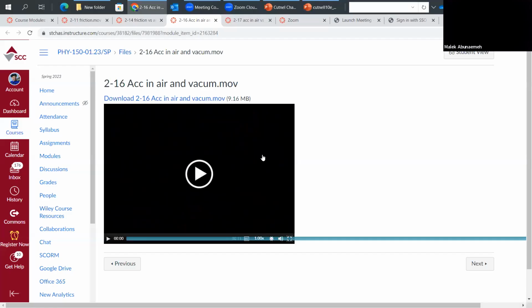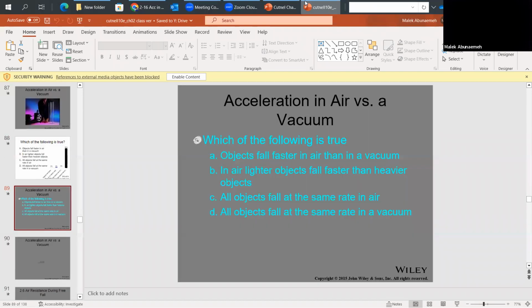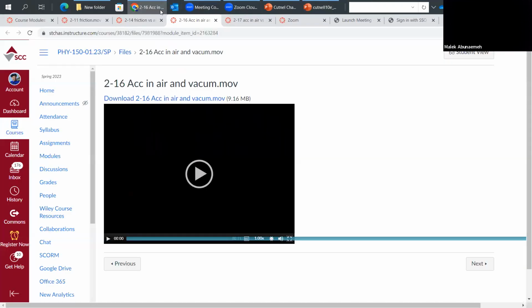So why do you think light and heavy objects fall differently? Objects fall faster in the air than in a vacuum. Lighter objects fall faster than heavier objects. All objects fall at the same rate in the air, and all objects fall at the same rate in a vacuum. Okay, well, let's go ahead and look at the answer.